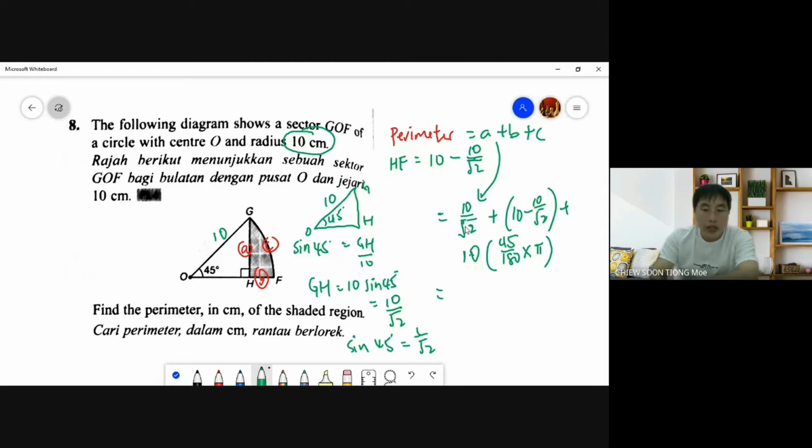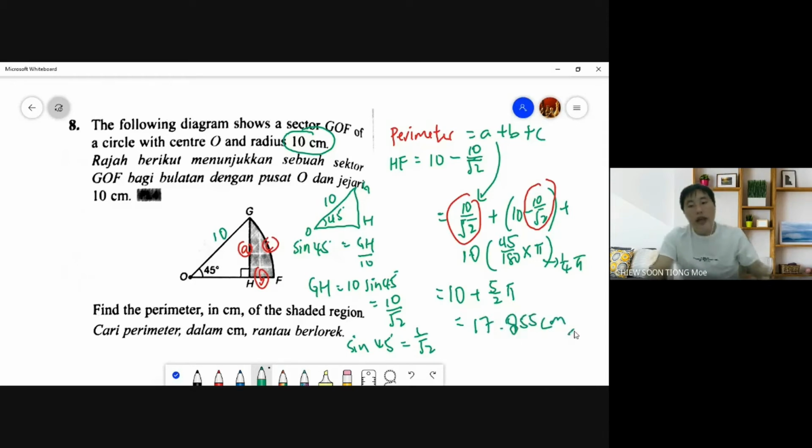Why just now I don't want to simplify, you notice or not? This one and negative this one will become 0, so it's more easy for you to get the answer. So this one is 1 over pi, 1 over 4 pi. This one will become 1 over 4 pi times 10 equals to 5 over 2 pi. Then you press calculator, you will get the final answer. The final answer will be 17.855 cm. Okay, like this, the accuracy will be increased.